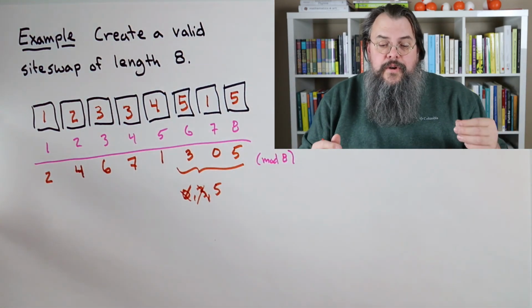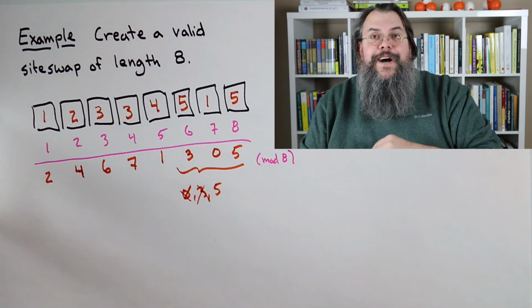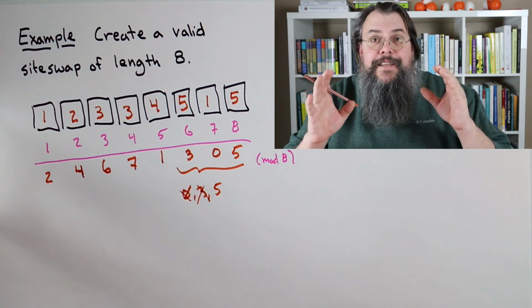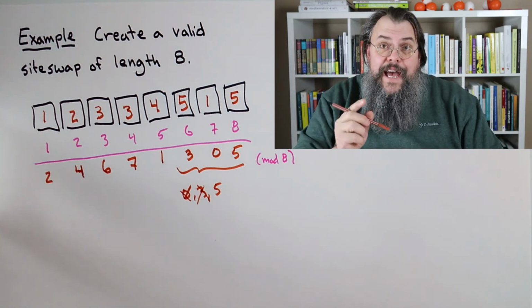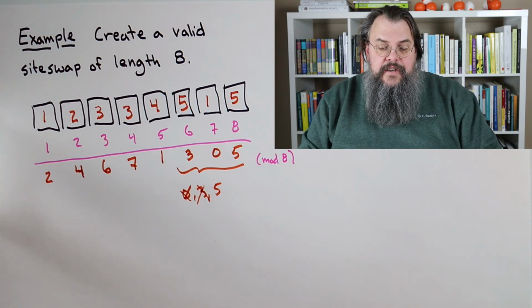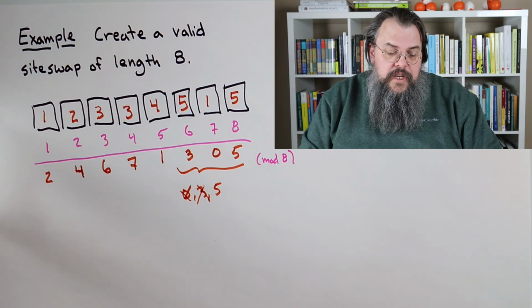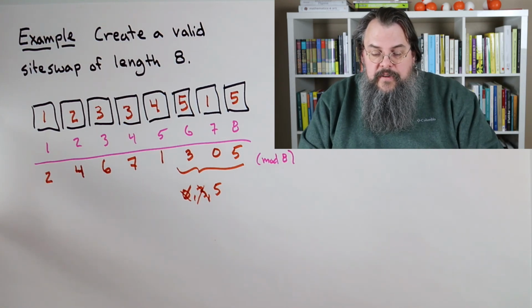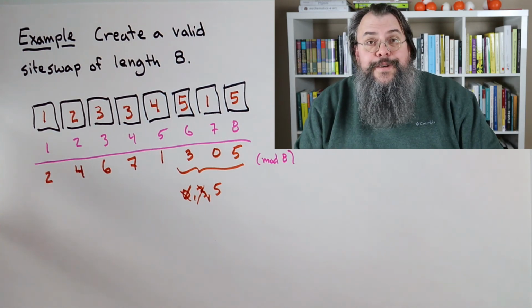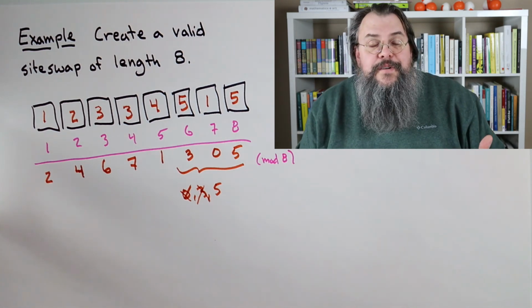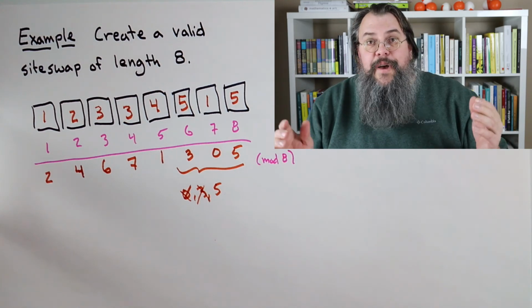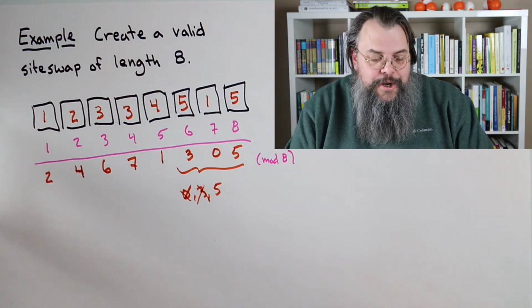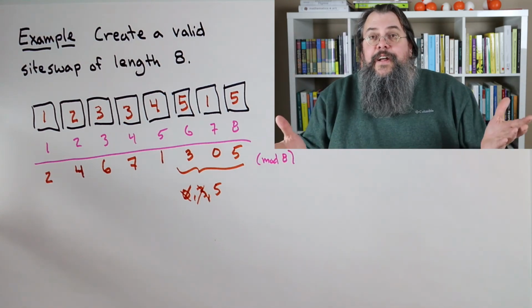So 1, 2, 3, 3, 4, 5, 1, 5. That is a valid pattern. That can be juggled. And it's not impossible. Indeed, this is probably something that with patience could be learned. It probably isn't the most beautiful pattern, but then again, most patterns aren't the most beautiful patterns. But there we go. There's a valid site swap of length 8.